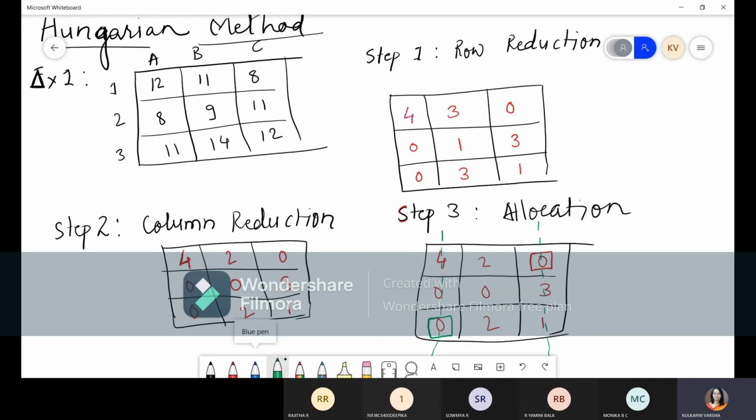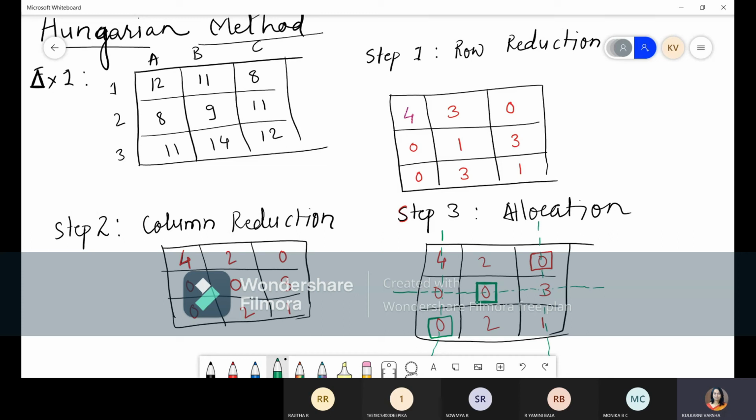Now what we need to do? Now we have to do column scanning. After doing row scanning, now we'll go for the column scanning. Now go with the first column. The first column is already cancelled, so you cannot do anything with that. Go to the second column. Now in this second column, we have only a single 0. So allocate that single 0 and cancel the row. When we are scanning columns, you are cancelling the row. When you are scanning rows, you are cancelling the column.